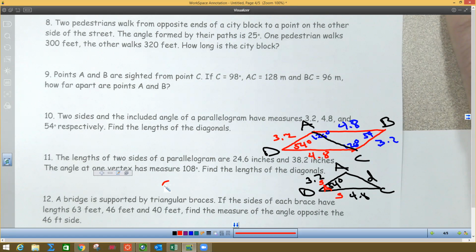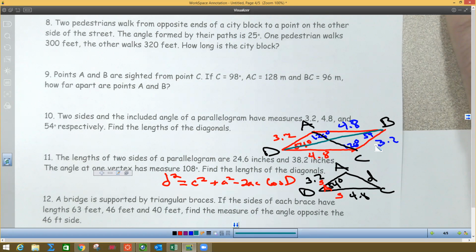Law of cosines. So you should start off with b squared is going to equal c squared plus a squared minus 2ac cosine angle d. You can put the a squared first and the c squared second. And you plug them in and you solve for little d. That's one diagonal. Then we got to get the other diagonal. The other diagonal is this one, going that way, d to b.